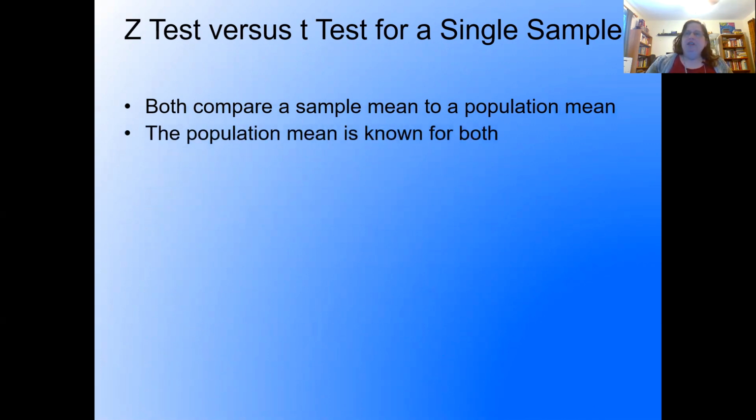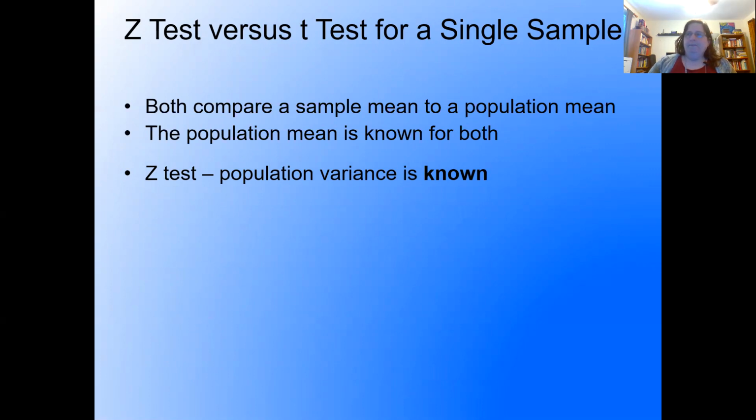The population mean, the mu, is known for both. Something else we're going to leave behind today. We're no longer going to know mu, but they are known for both of these. For the z-test, the population variance is known. In other words, we know sigma or sigma squared or sigma of x bar. We know the variance or the standard deviation or the standard error of the mean for the population.